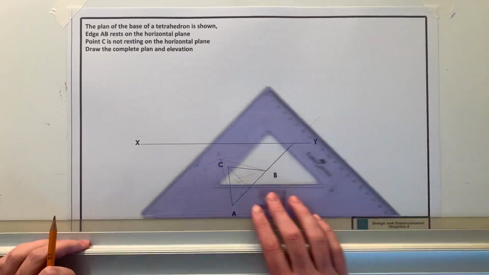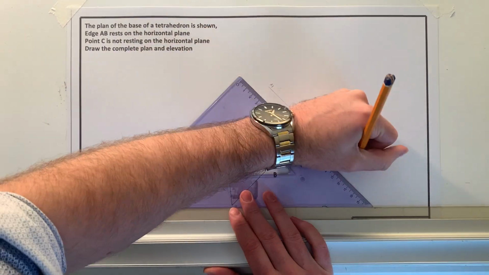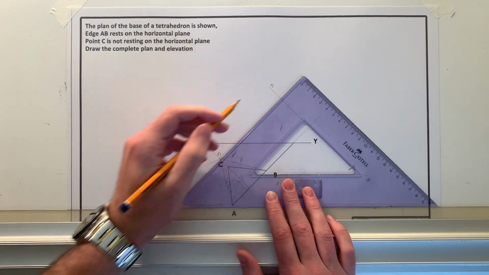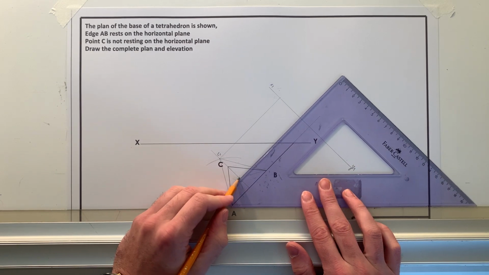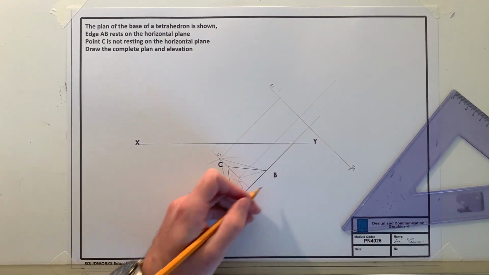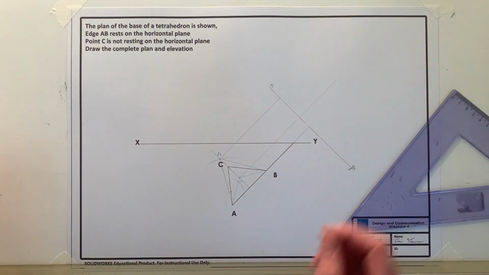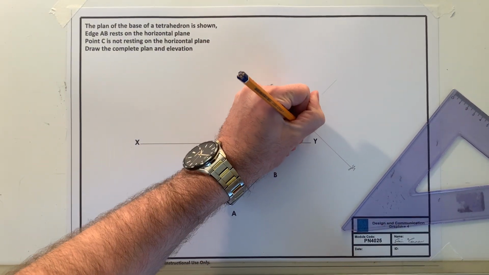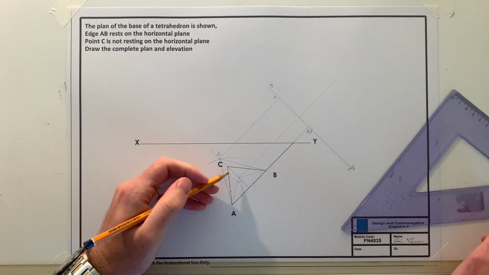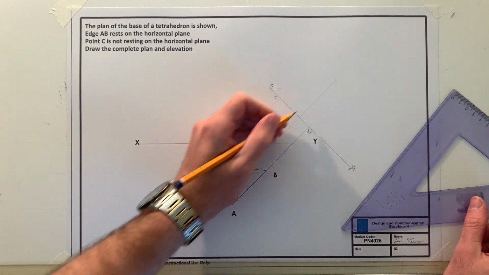Bring that up. X1, Y1. Carry my points up. Now remember, I know AB is going to be sitting here, so I don't need to extend that. Bring that back, mark that off as A/B, put this in as C. Now what I'm looking at is an edge view basically of my base as it sits on the horizontal plane, and then we have our top point here above.